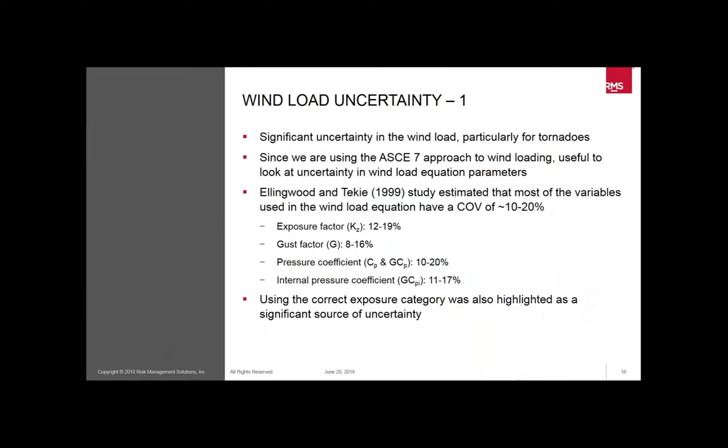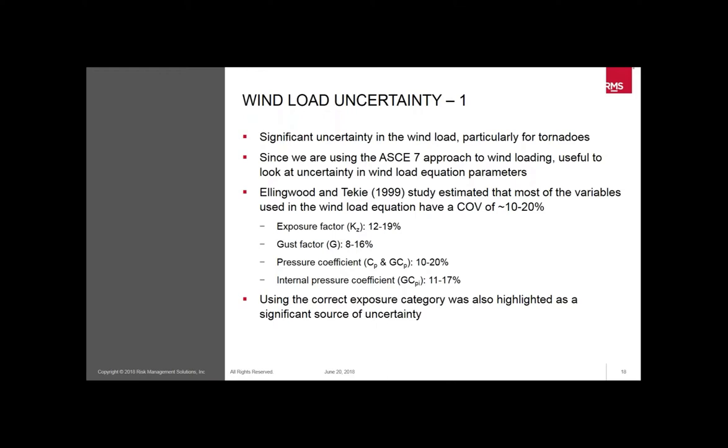So we talked about the resistances, and I want to talk about the load uncertainty, the wind load uncertainty in particular, right? Because what we're solving for in this chapter is essentially we're trying to figure out what was the wind load that caused failure, right? And from that wind load, we can estimate the wind speed. And there's significant uncertainty in the wind load. Right. So again, we have to be careful because we're using the ASCE 7 approach, right? We need to come up with an appropriate uncertainty or distribution around the wind load.